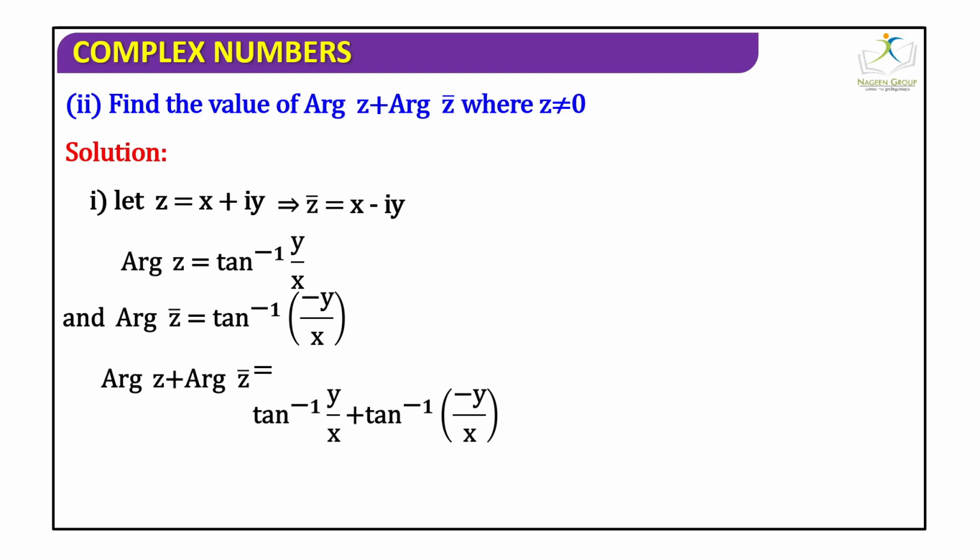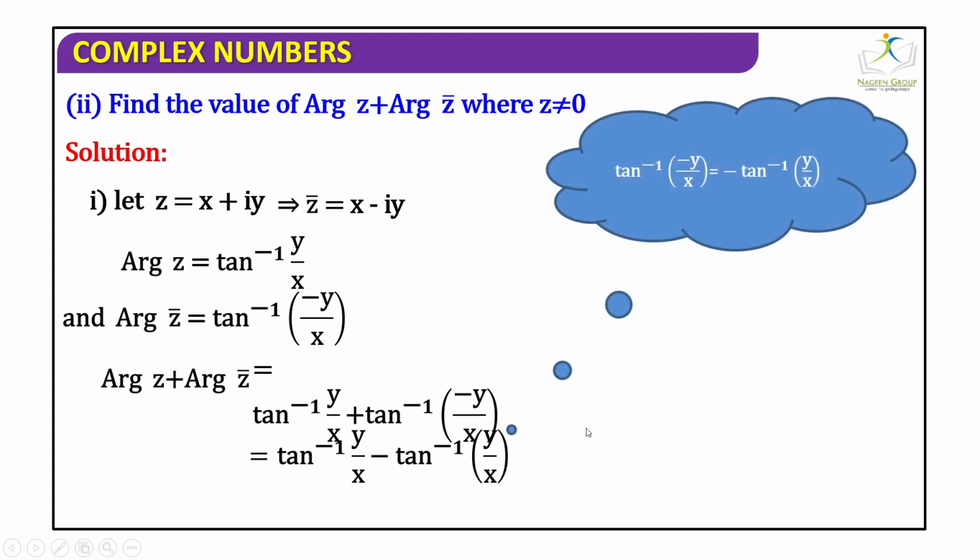Now in this we have tan inverse of y by x plus tan inverse of minus y by x. Now we can write tan inverse of y by x minus tan inverse of y by x. Why so? Because we say that if we take tan inverse of any negative term, that will be minus tan inverse of this term. It becomes negative, right. Now we have one value which is positive, another value which is negative.